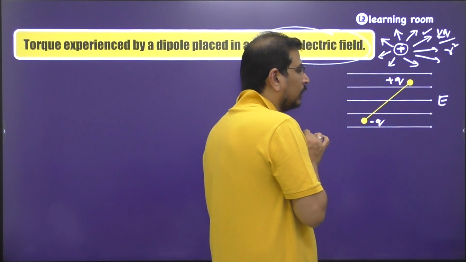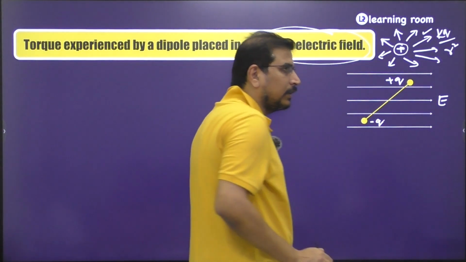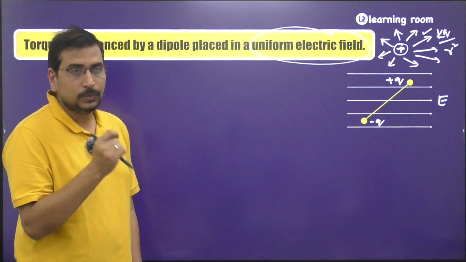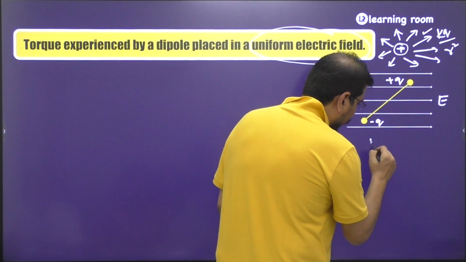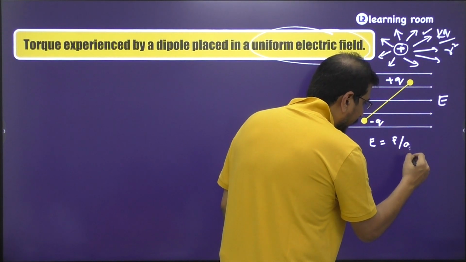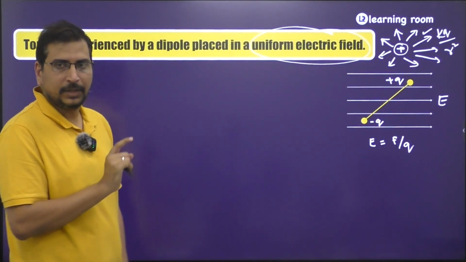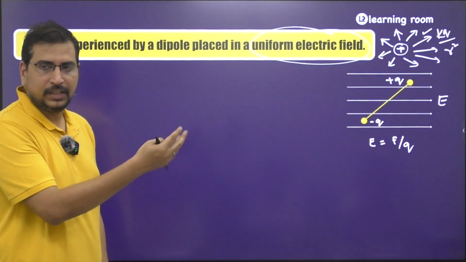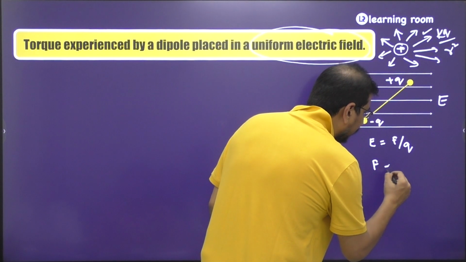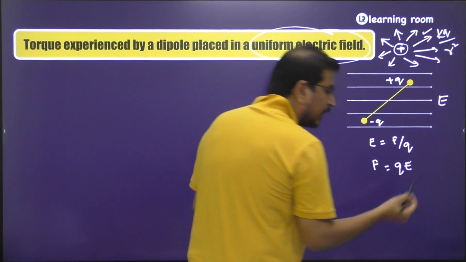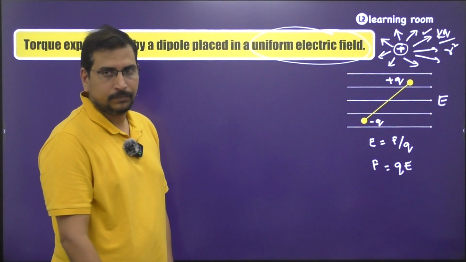Tell me one thing: in the presence of an electric field, in which direction would the positive charge experience a force? Let's recollect this concept. We know that electric field E is equal to F divided by Q. Q naught I am keeping aside. Q can be any charge which you are placing in the external electric field. So, what is going to be the force experienced by the charge? F will be equal to Q into E.